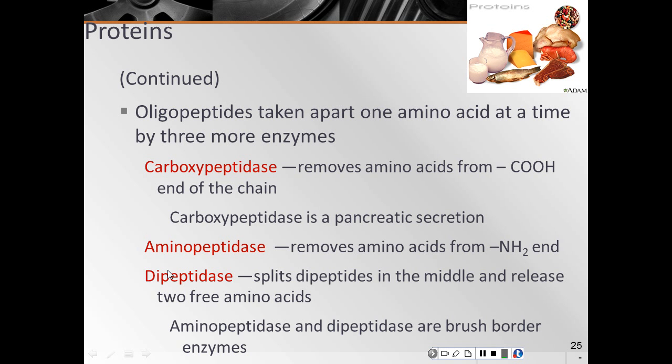Now the second one, the aminopeptidase, is one of the enzymes you'll find along the brush borders, and it removes amino acids from the amino, the NH2 end. The last one, the dipeptidase, is also a brush border enzyme. It splits the dipeptides in the middle, and then it releases the last 2 amino acids.